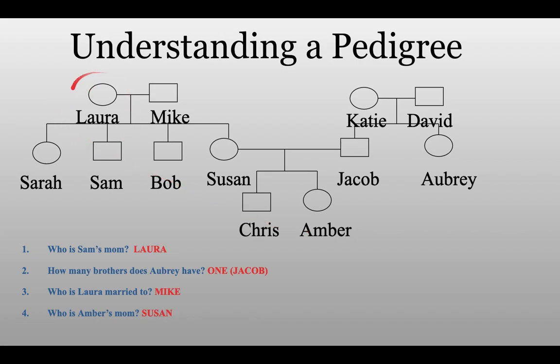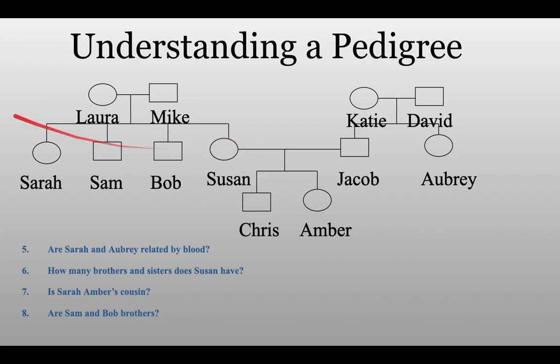All right, so Laura is Sam's mom. Aubrey has 1 brother, and it's Jacob. Laura is married to Mike right here, and Amber's mom is Susan. Okay, 4 more questions. After I read these, go ahead and pause the video, fill out your answers, and then check them after. So are Sarah, here's Sarah, and Aubrey, are they related by blood? How many brothers and sisters does Susan have? Is Sarah Amber's cousin? And are Sam and Bob brothers? So go ahead and pause the video.